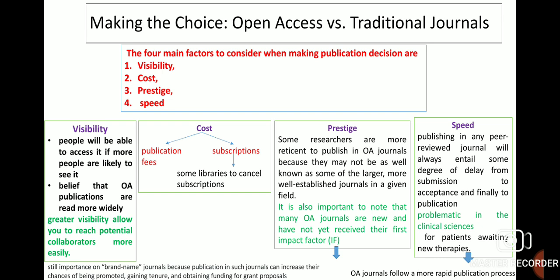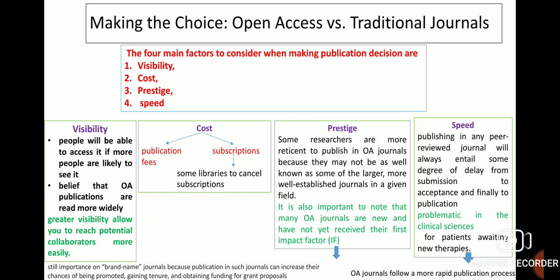If you want to publish, how will you decide which journal is best for you? To make a choice between open access and traditional journals, there are four main factors to consider: visibility, cost, prestige and speed. Visibility means that if more people can access it, more people are likely to see it. It is believed that open access publications are read more widely, because greater visibility allows you to reach potential collaborators more easily.